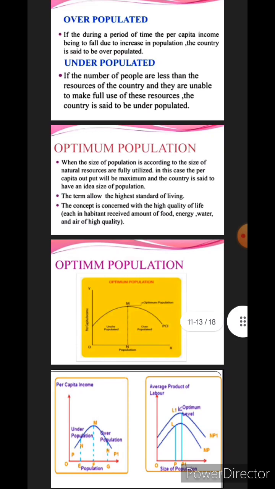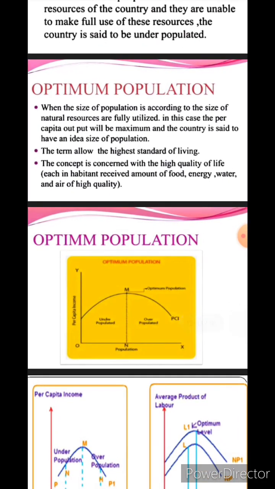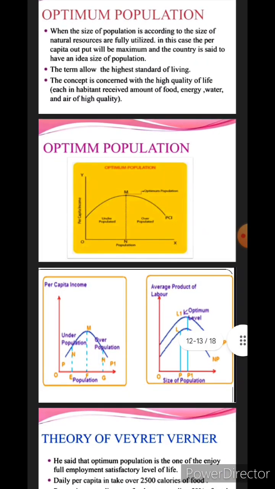And now here is a diagram of optimum population. On the x-axis we represent the population and on the y-axis we represent the per capita income. Point M is the optimum population point. Then there are diagrams of an underpopulated and an overpopulated country.